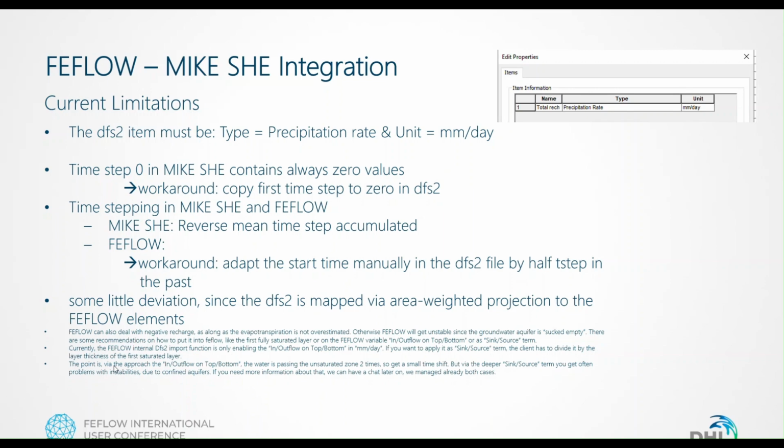This is important because via the approach in and outflow to bottom, the water is passing through the unsaturated zone, of course, 2 times, because you calculated in MIKE SHE through the complete unsaturated zone. And if you apply it to the top of the FEFLOW and you have, let's say, 10 meters or more of depth to the phreatic surface, you get a time shift. But via the sink and source term, you can squeeze the water directly into the desired layer, which can lead to instabilities. So this is a little bit problematic if you have a confined layer.